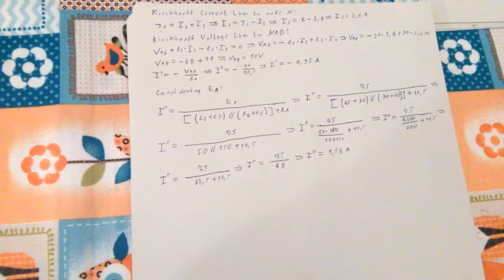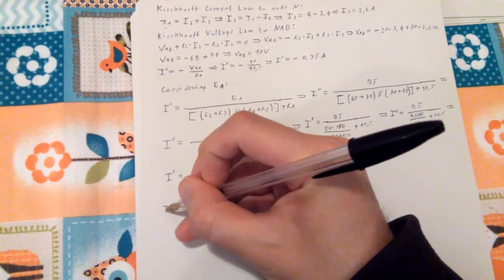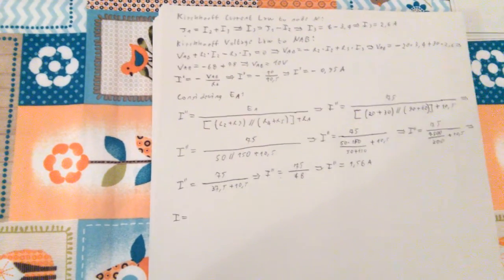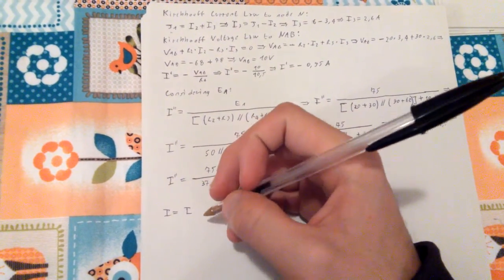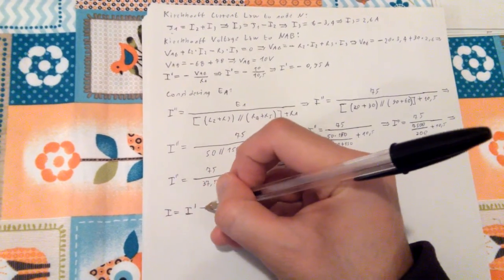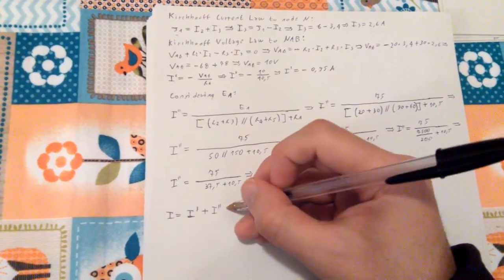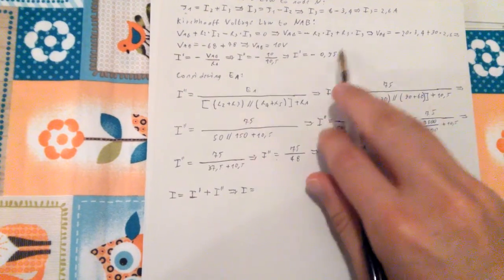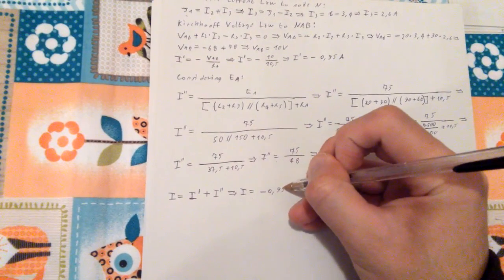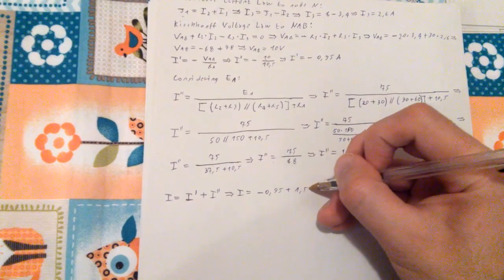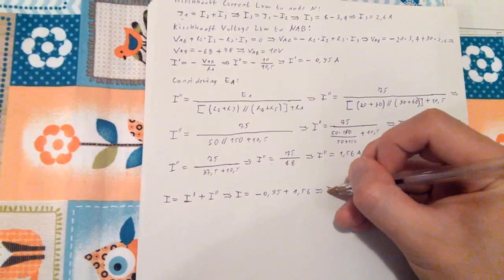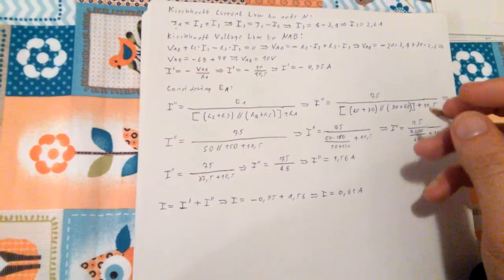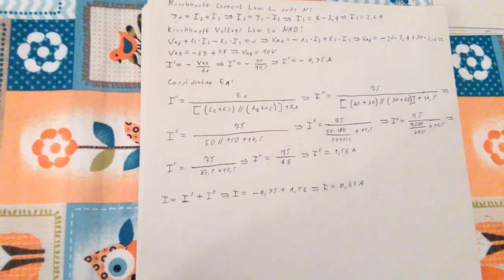By using the superposition of effects, I can say that the real I here is given by the sum of I first plus I second. Therefore, I, thanks to the superposition of effects, is I first, negative 0.95, plus I second, 1.56. So I is just 0.61 amperes.